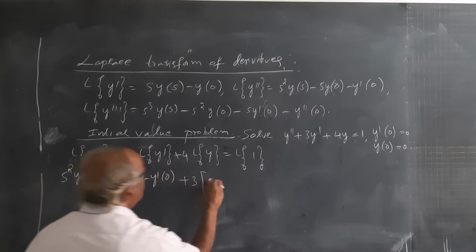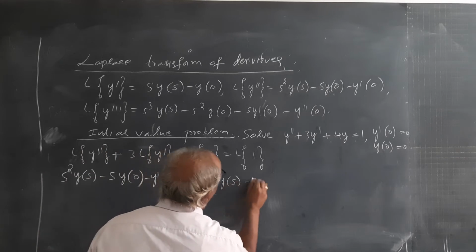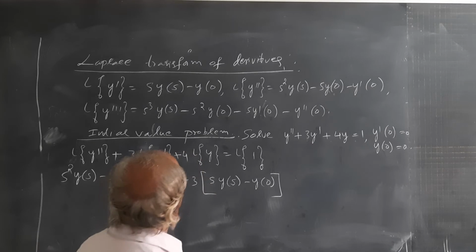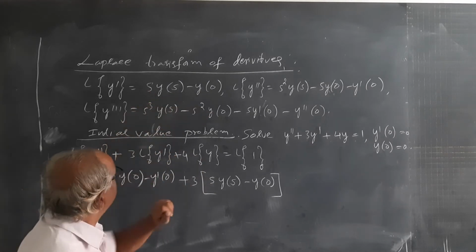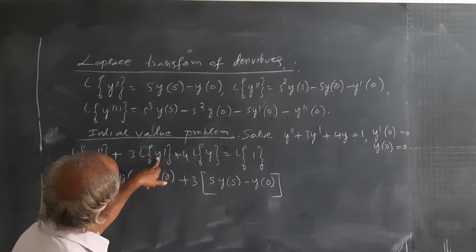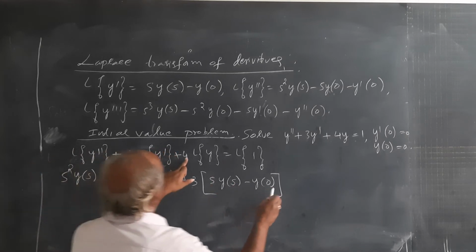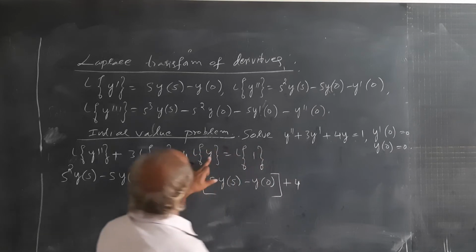Next, plus 3 into L of y dash. What is L of y dash? It is s into Y(s) minus y(0). I have written that for L of y dash, and 3 I have written as it is. Plus 4 into L of y.